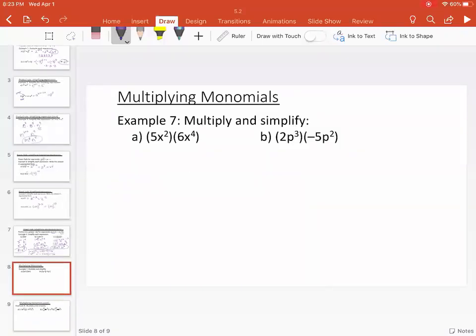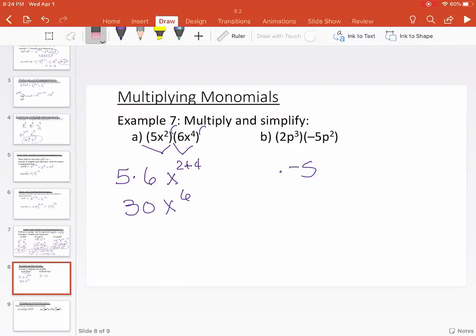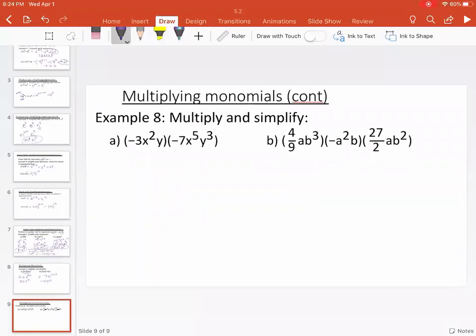When you're multiplying two separate polynomials, you see that? You multiply the coefficients, add the exponent. There is no exponent outside, so I don't have to distribute it. 5 times 6 is 30, and 2 plus 4 is 6. Multiply the coefficients, add the exponents. Okay?